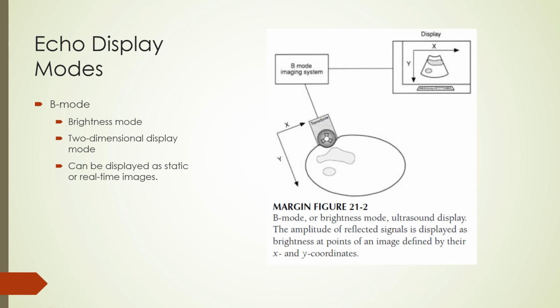B mode images can be displayed as either static or real-time images, and for real-time image display, images are displayed at greater than 24 frames per second, but will show some flicker. If displayed at greater than 48 frames per second, there is no visible flicker shown. And on this image, this is your B mode display as shown here, and it shows you the structures being displayed here, and that is what it will look like on a B mode display.